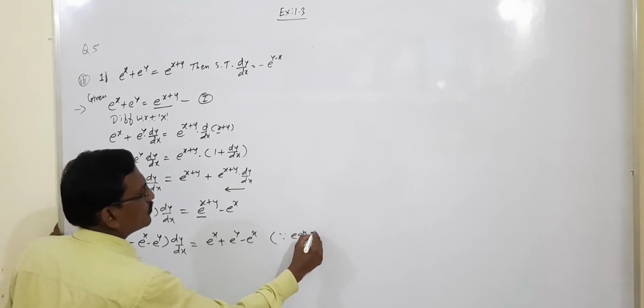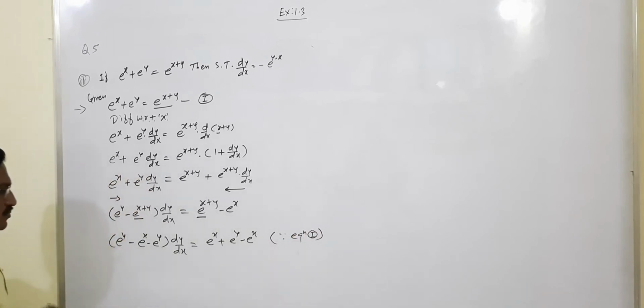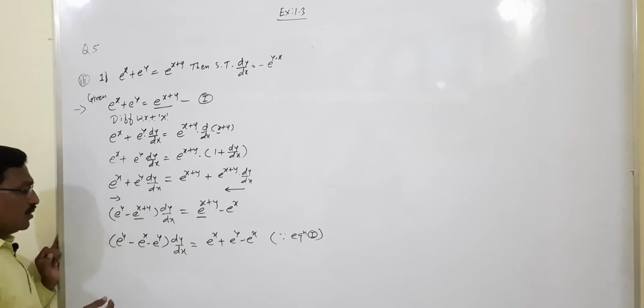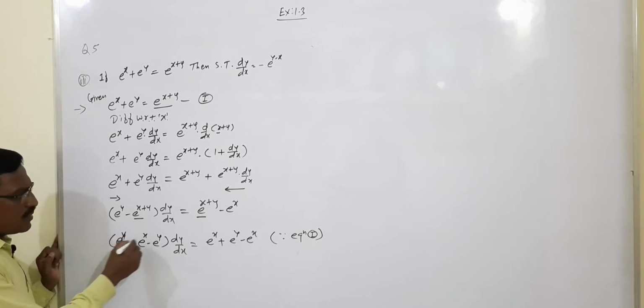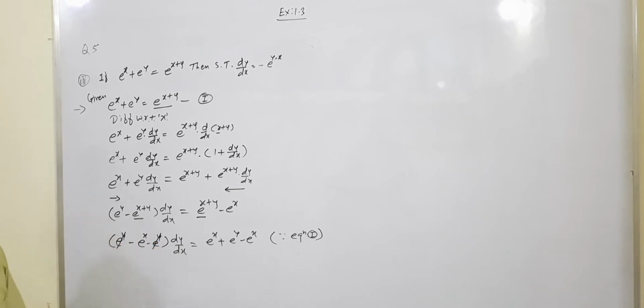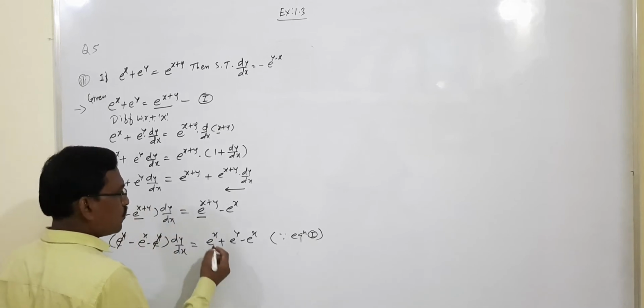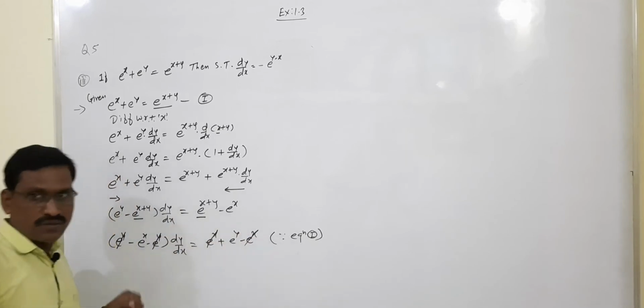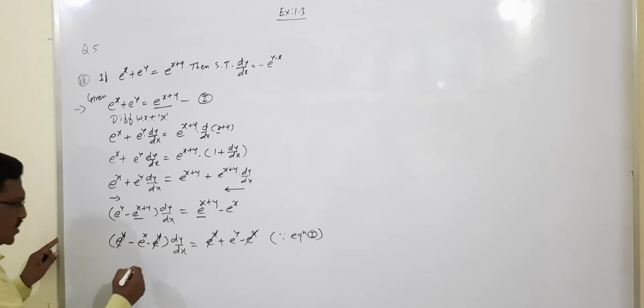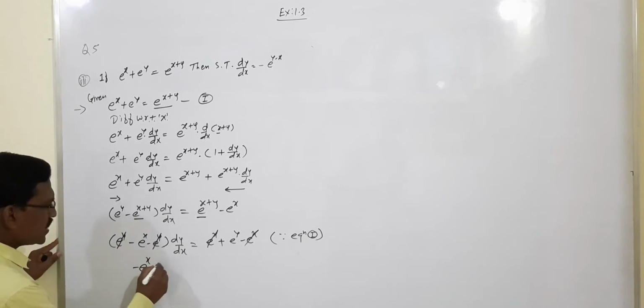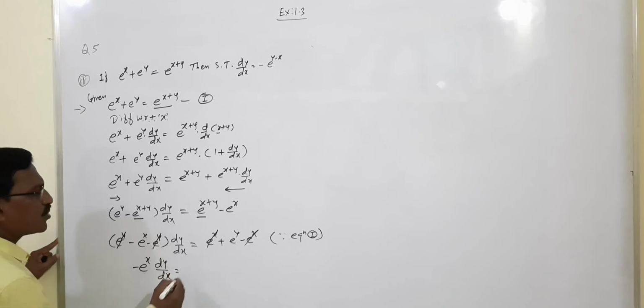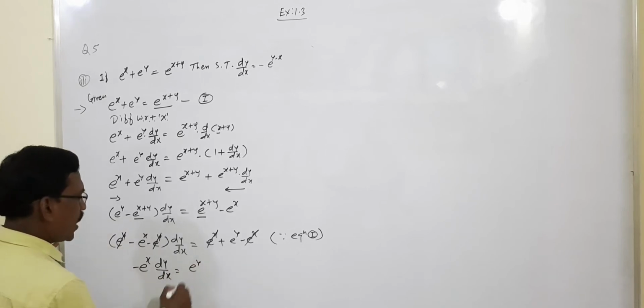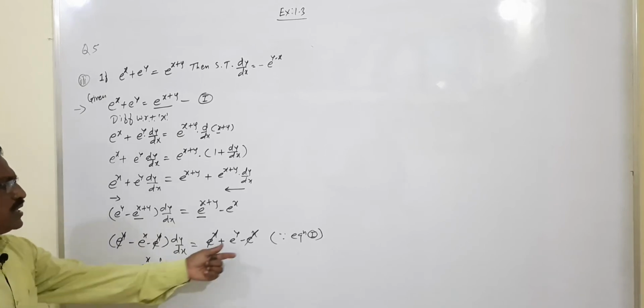Equation 1. Now here plus e raised to y and minus e raised to y will get cancelled. In the right hand side also plus e raised to x and minus e raised to x will get cancelled. It is only minus e raised to x dy by dx is equal to e raised to y.